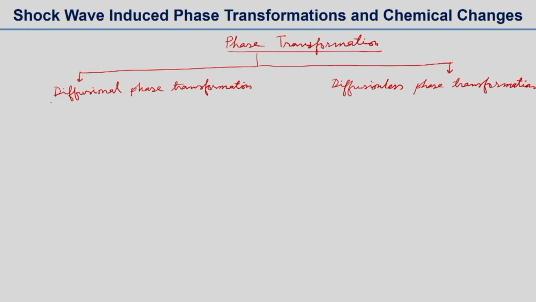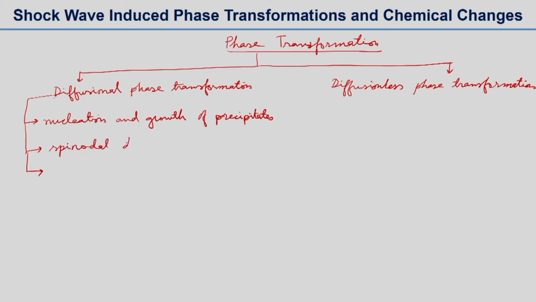Diffusional phase transformation includes different phase transformations like nucleation and growth of precipitates, then spinodal decomposition, and cellular transformation. We will not discuss these. We will just write 1, 2, 3 so that we understand that these three are subcategories of the diffusional phase transformation.